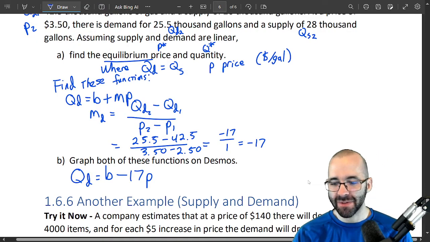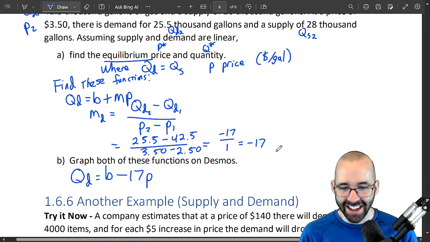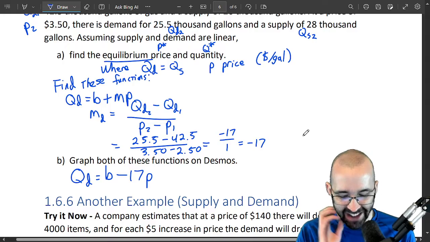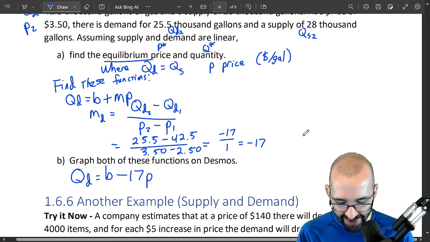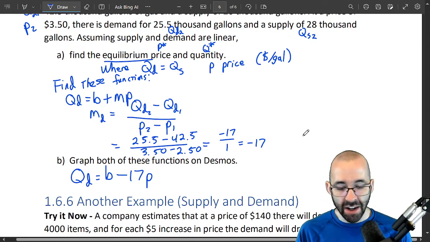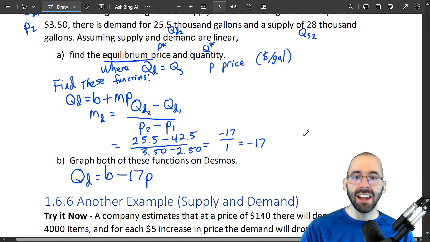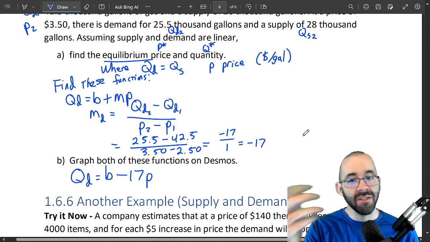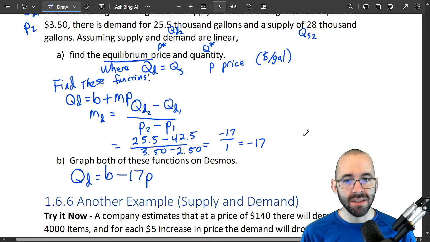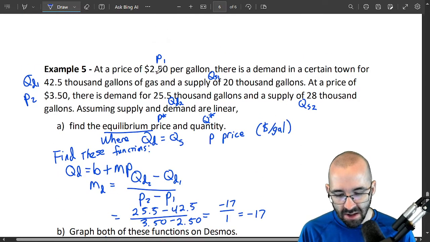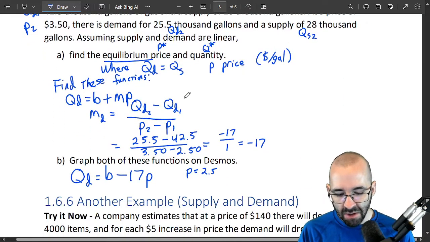Now we need to find B. Let's find the starting value. So once we find the slope, if we have 2 points, we can find the slope from those 2 points. And then we find the b value, the starting value, by using either one of those 2 points. We know that P of $2.50 leads to a demand of 42.5.